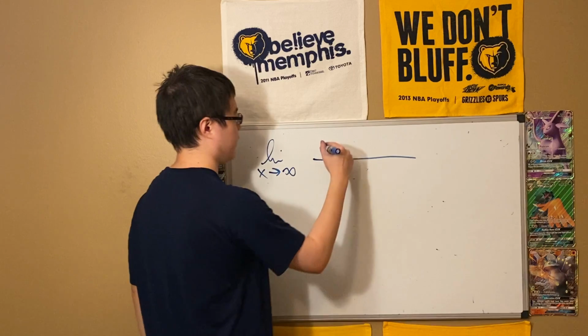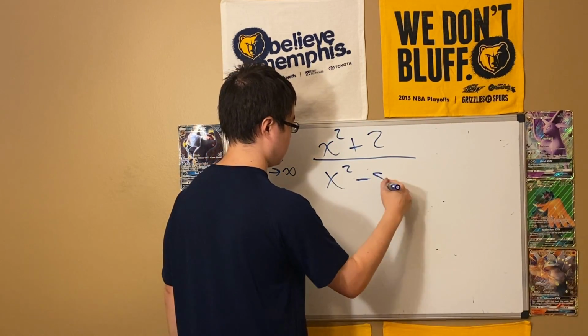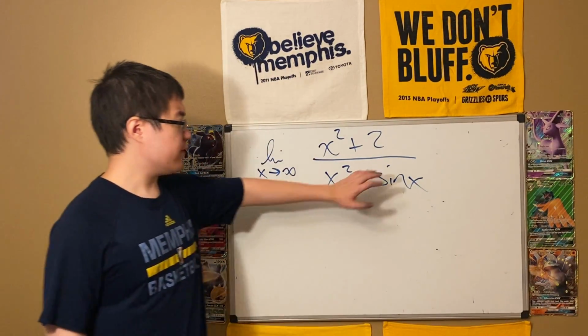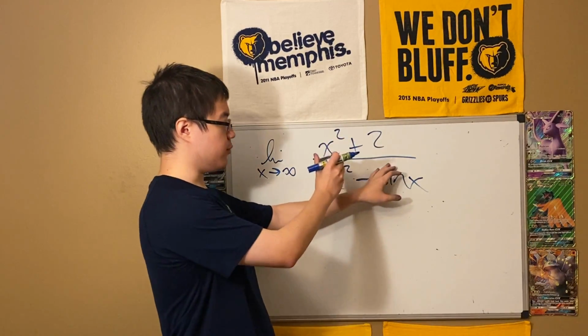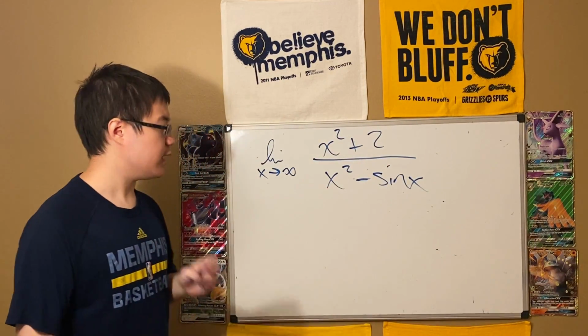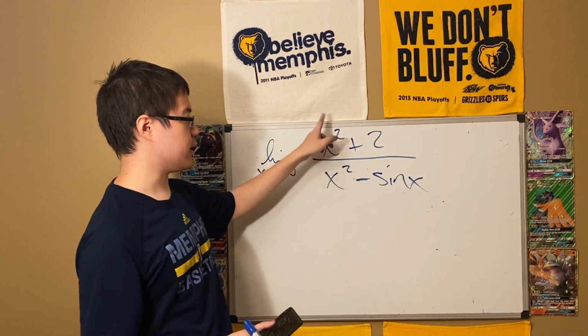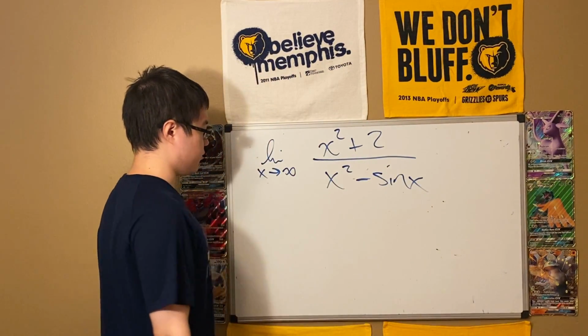So let's do x squared plus 2, and let's do x squared minus sine x. If you cover this up, notice that this would be a polynomial over a polynomial, and that's going to be our same heavy ideas, because x squared plus 2 over x squared, the leading exponent would be 2. So that's the approach that I want to do here, because if I cover this up, it would basically be a polynomial.